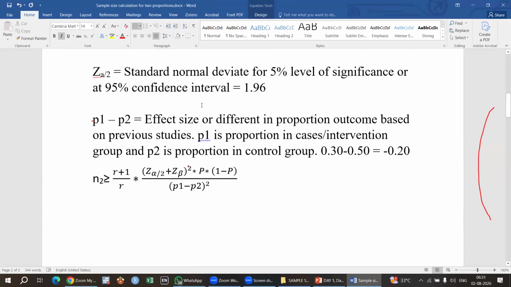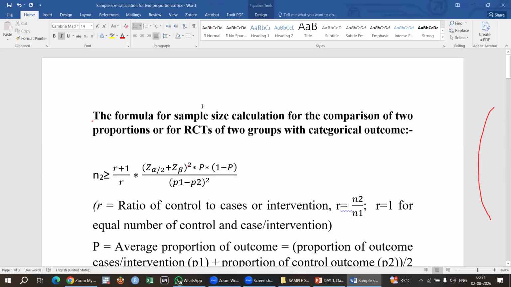So this is how to calculate sample size for RCTs of two groups where the primary outcome is of type proportion, categorical or binary in nature. For example, hypertension yes or no, pain yes or no, mortality yes or no, bed sore developed yes or no, fever developed yes or no, comorbidity developed yes or no, any problem developed yes or no. That is a binary outcome. Then we have to use this. If you have any question, you can ask me, no problem.